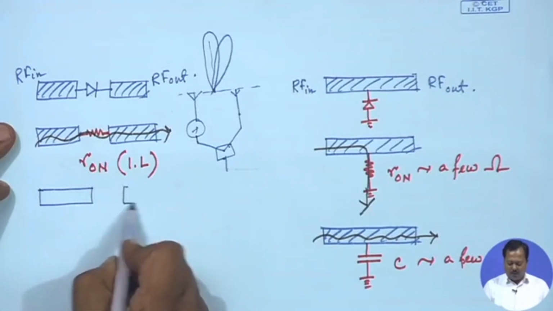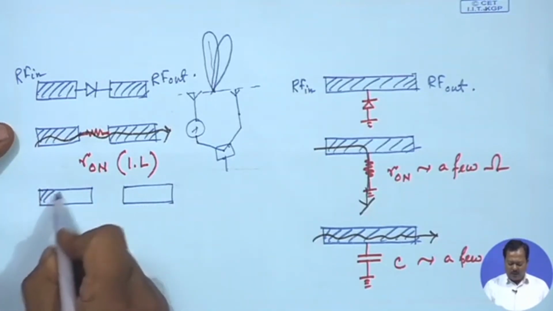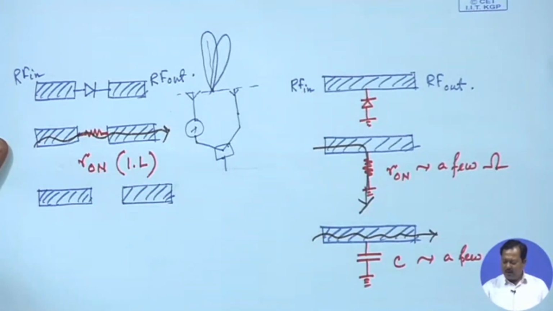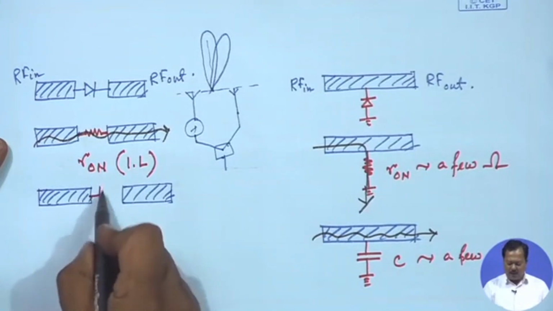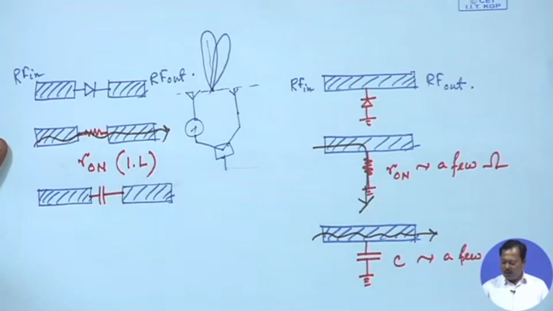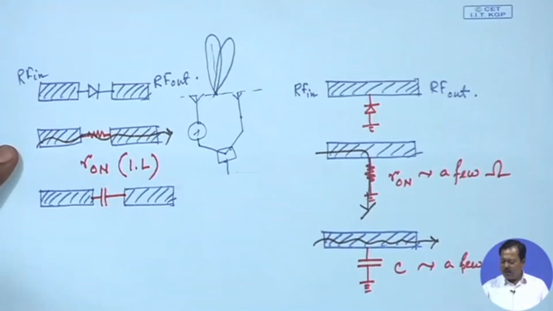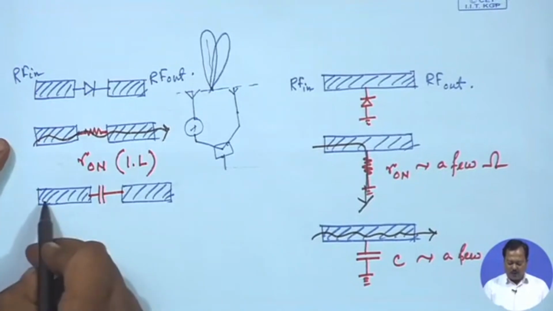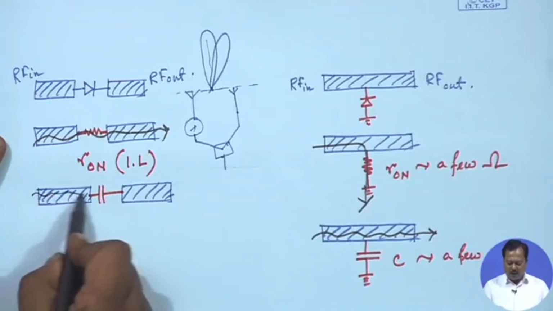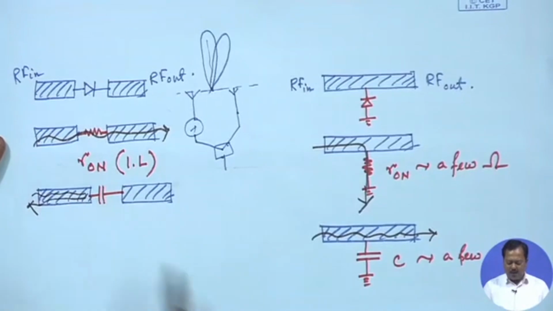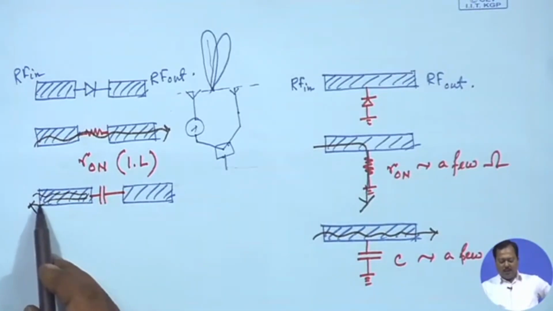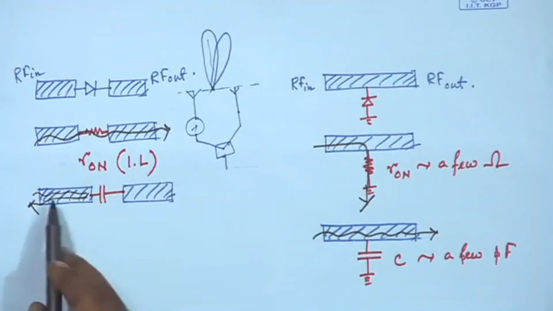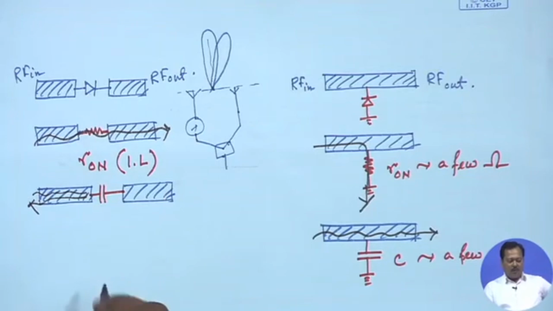Now, let us say the diode is in off condition. So, we will represent the diode by a small value of capacitor here, and since we have a very small value of capacitor, it is associated with very high reactance, and we have high impedance as seen by the RF input port. We have input reflection from this capacitor, and we have very good isolation between the input and output point.